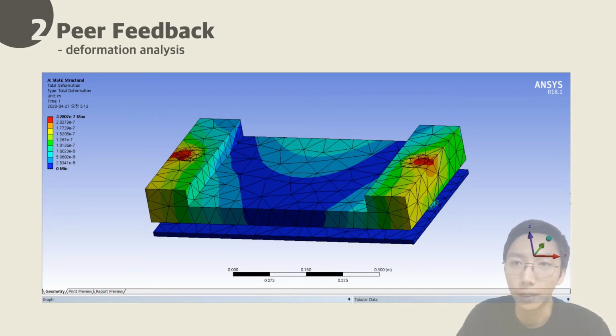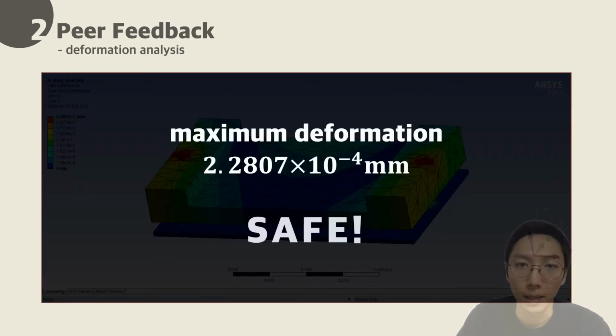The action body was predicted to have quite a lot of deformation as it operates up and down through a lead screw in both holes. As measured, the highest measurement was 2.2807 times 10 to the power of minus 4 millimeter. This is the value before reaching the normal elastic limit of the metal. So it will be safe because the action body performs elastically when it is operated normally.